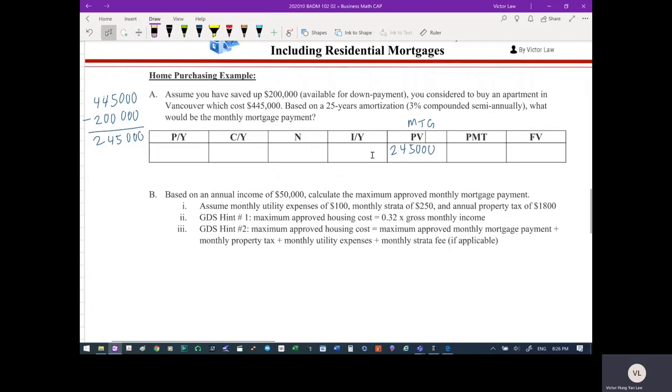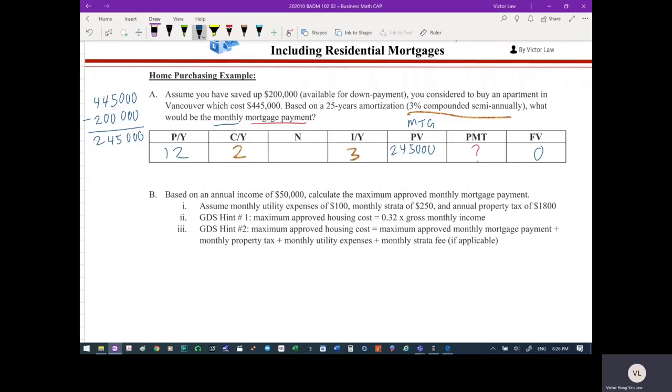Then we know the interest is 3% compounded semi-annually. So I/Y is 3, C/Y is 2, and we're looking for monthly mortgage payments, so we're looking for PMT. P/Y is 12, and PMT is what we're solving for. Future value is 0, because after 25 years we're going to pay off the mortgage, so we don't owe any more money.